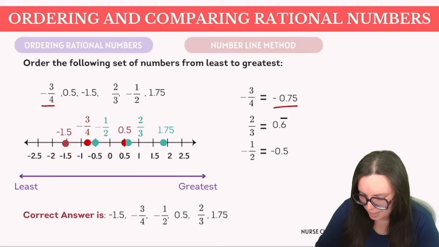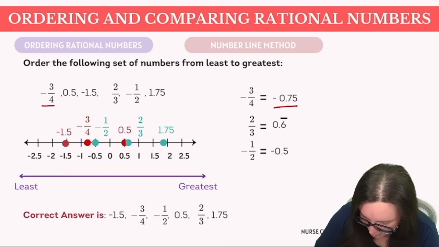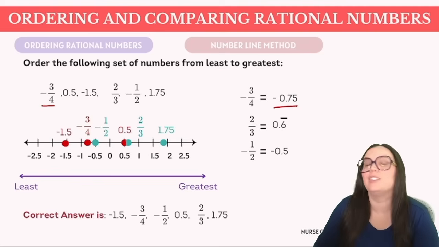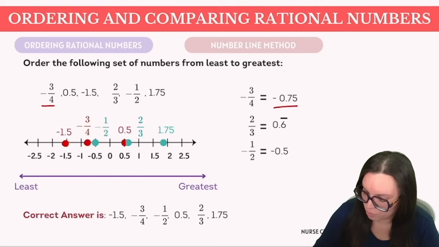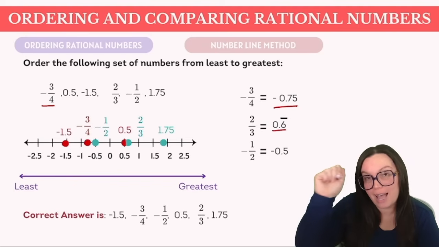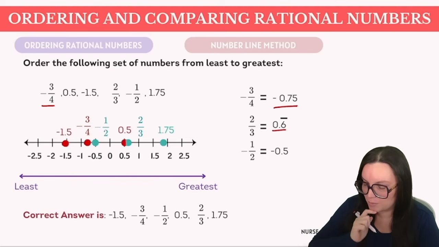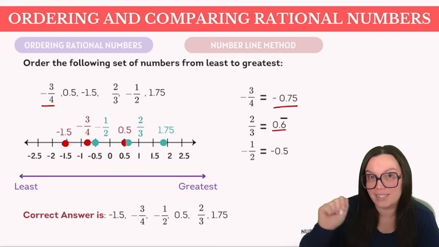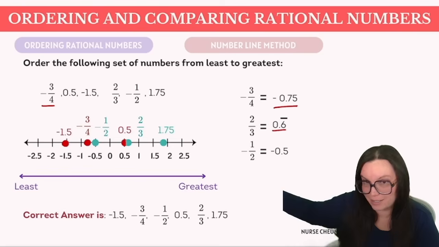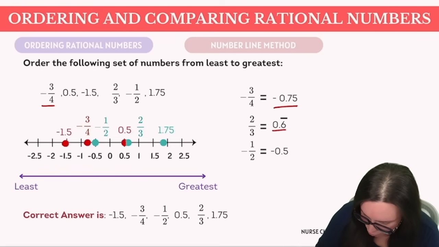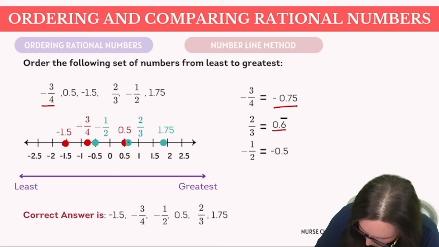Next we have -1.5. Again, looking at our number line, it's going to be placed right in here. 2/3. So again, we're going to have to do a little math. 2 divided by 3 is going to give us 0.6, and again, we add our little bar on top of our 6 because it is an indefinite 6 number pattern. It's just 6, 6, 6, 6, 6, 6, 6, so on and so forth down the line. So 2/3 is going to be right about here on our number line.